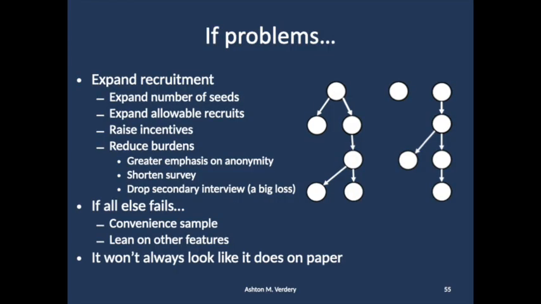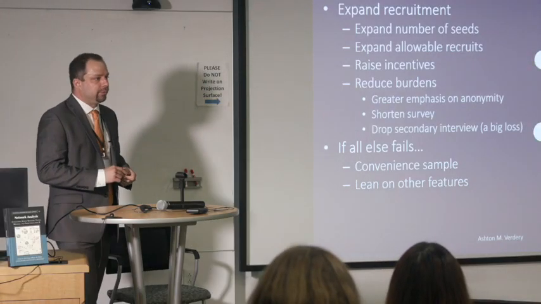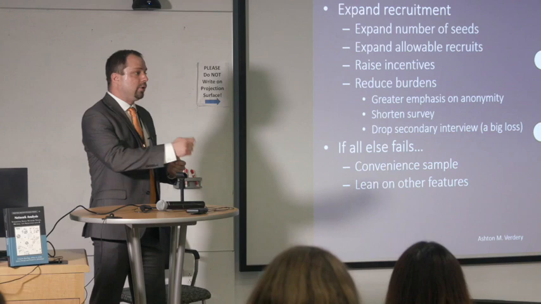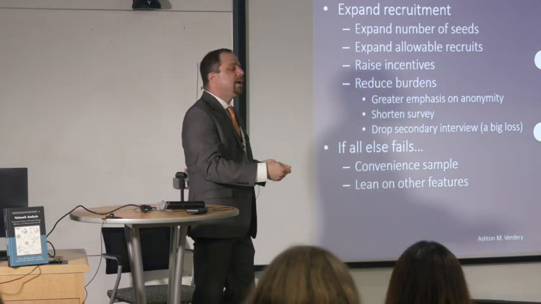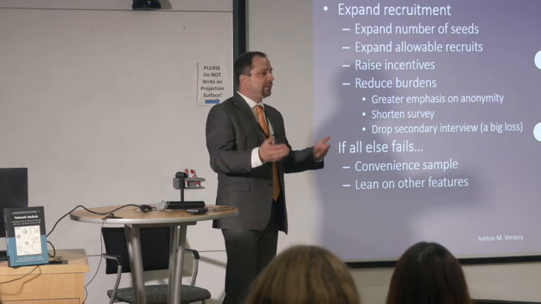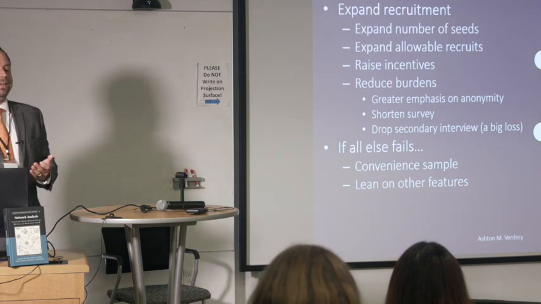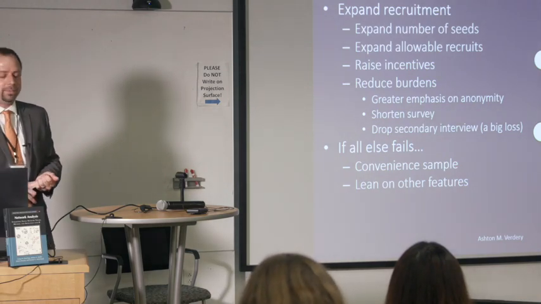So if you are doing an RDS and you run into problems, the typical recommendations are, well, get more seeds, just get new people into the survey. In addition, you might want to expand the number of allowable recruits. Often people start with 2 coupons given out to each person, but sometimes it would be beneficial to give out 3 just to get more people into the survey. Other ways to do it are raise incentives or reduce burdens to survey participation.